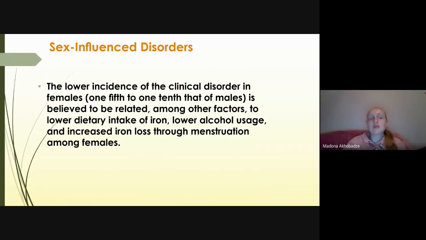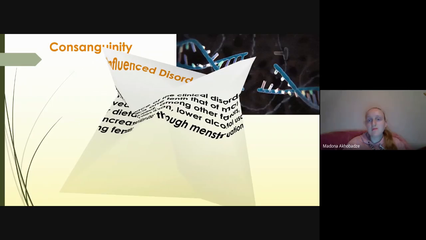Regarding sex influence itself, the lower incidence of the clinical disorder in females is believed to be related to the lower dietary intake of iron, lower alcohol usage and abuse, and increased iron loss during menstruation among females. So again, gender can also influence genetic disorders.